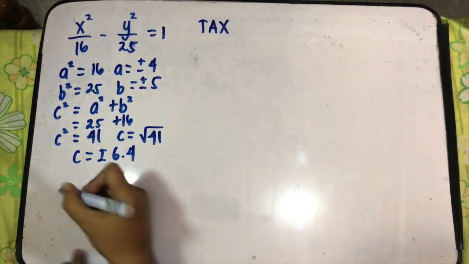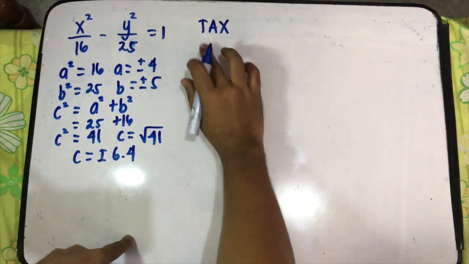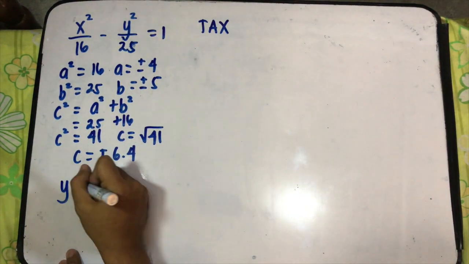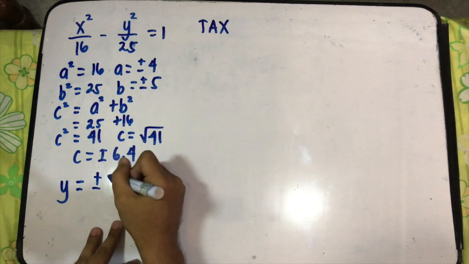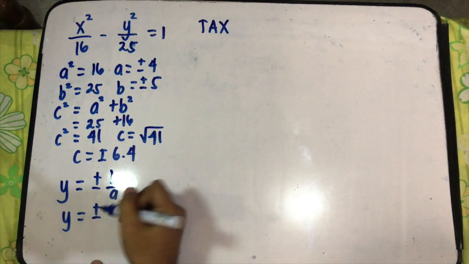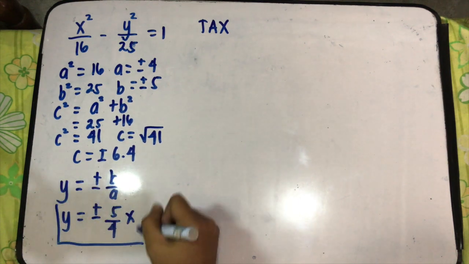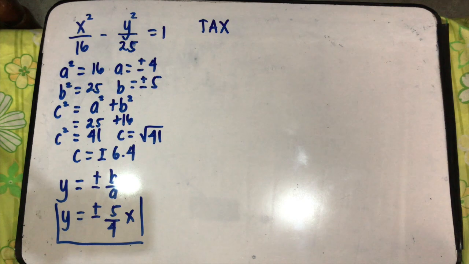So for the asymptotes, we all know that this is a horizontal transverse axis. Therefore, y is equal to plus minus b over a x, and y now is equal to plus minus 5 over 4 x. So this will be the equation of the asymptotes.